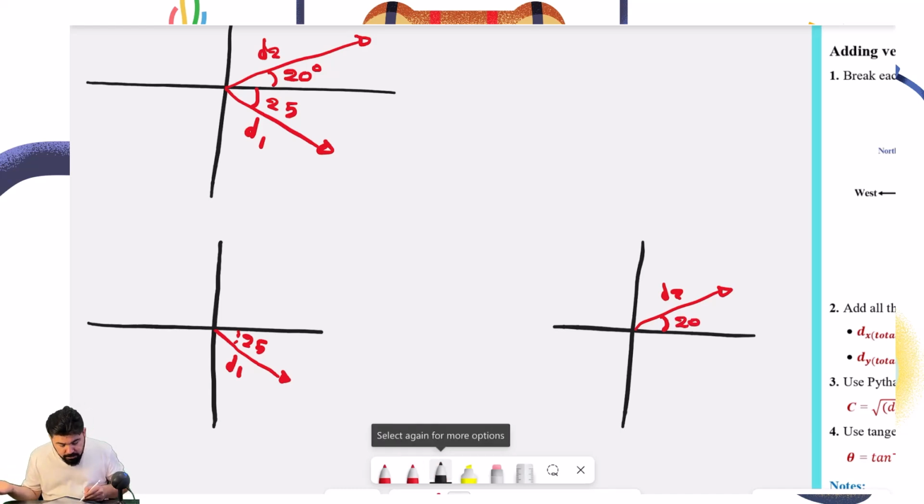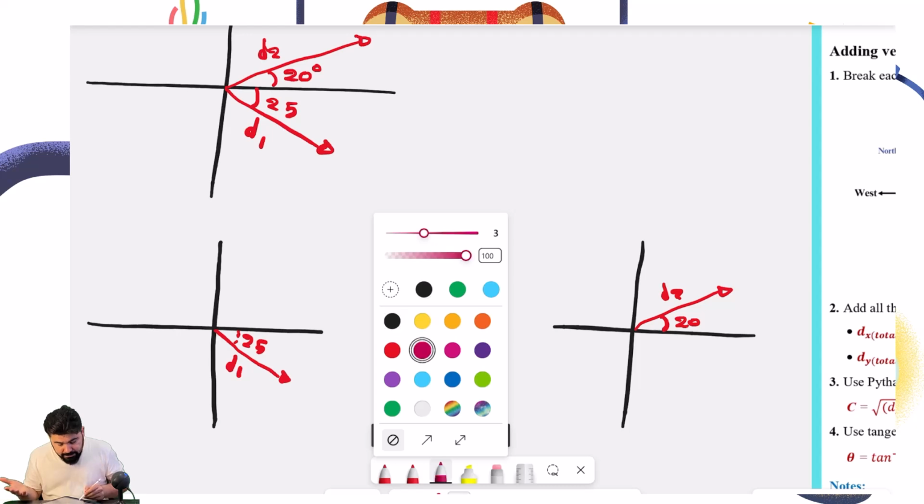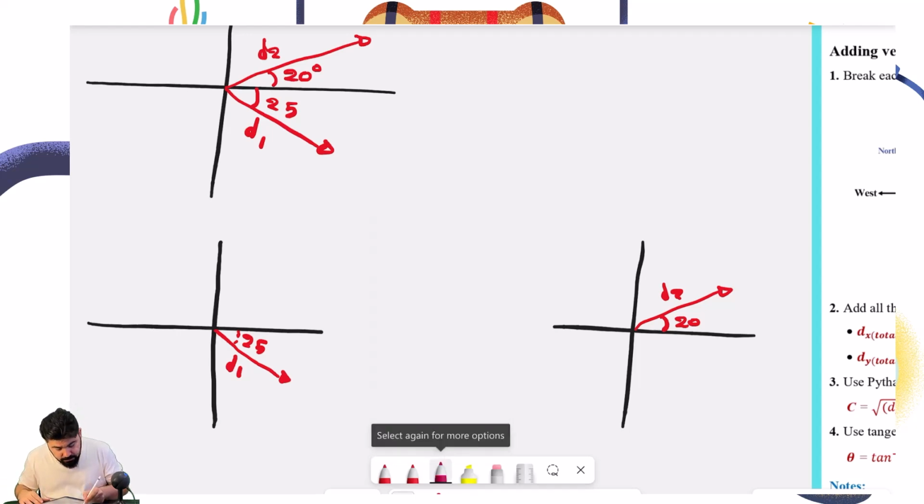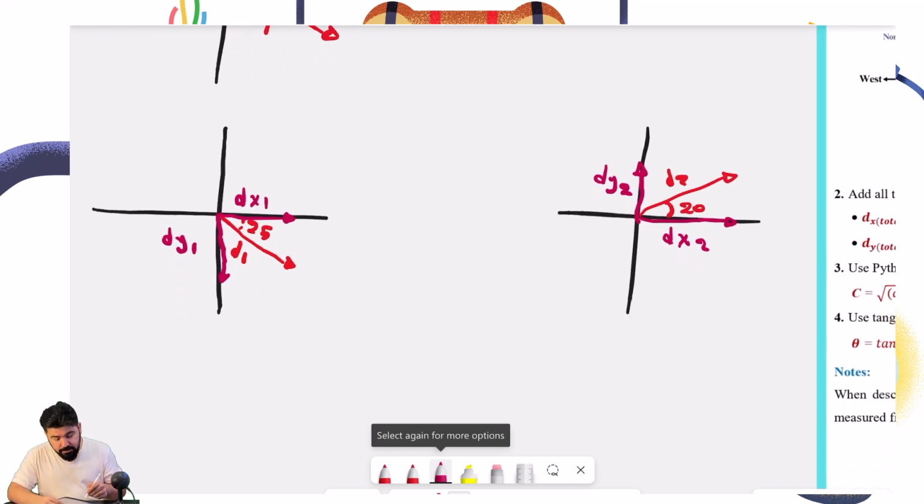Now just simply do the analyzing of the components of these vectors. This is going to be dx1. This one here is going to be dy1. This one here is going to be dx2. This one here is going to be dy2. You see, very simple. You can do it on the same coordinate system, but you might confuse them. Now just find the components of the first one, and then the second one.